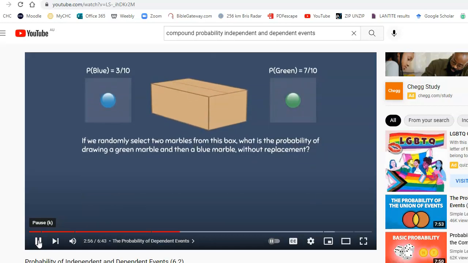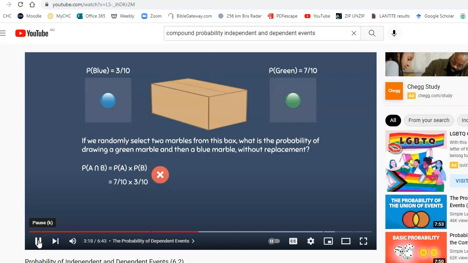If we randomly select 2 marbles from this box, what is the probability of drawing a green marble and then a blue marble without replacement? A common mistake in solving this problem is by using the formula and then multiplying the probabilities of each marble together. So you'll have 7 over 10 times 3 over 10. However, this process is incorrect.